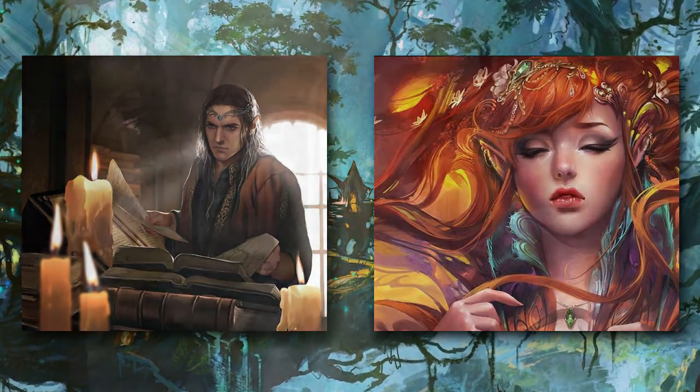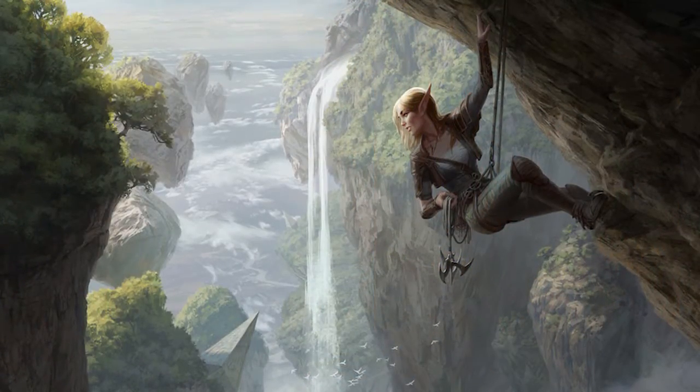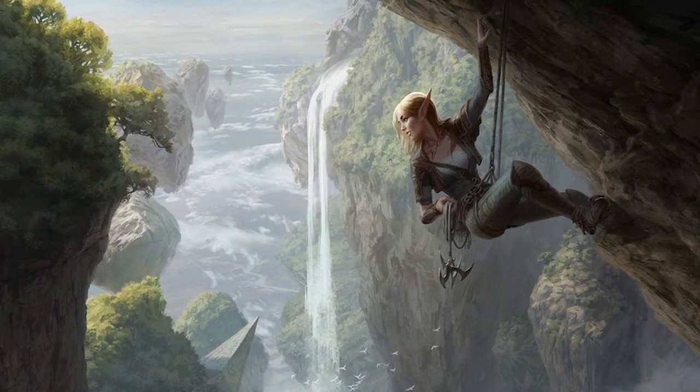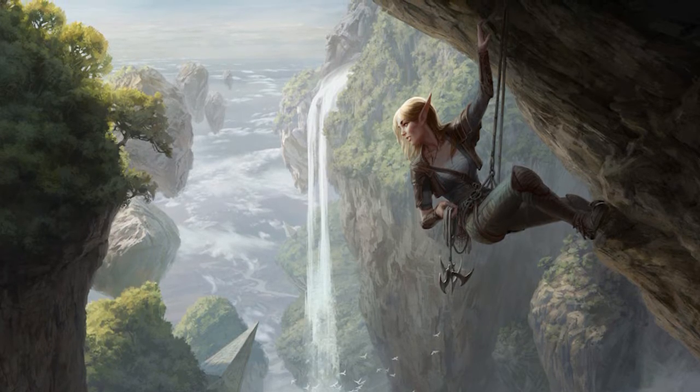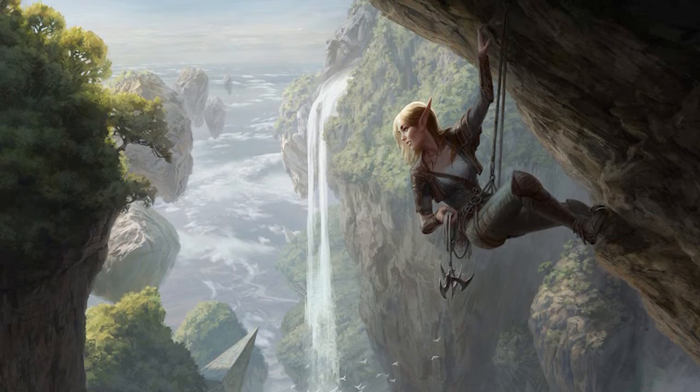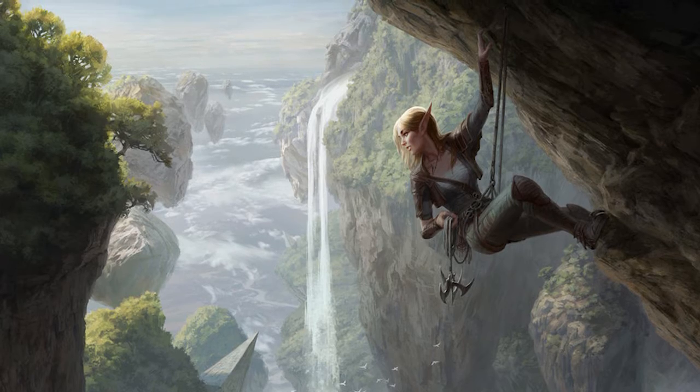That, of course, doesn't mean that they're not open to exploration or taking up the adventurer's life, but they do it for completely other reasons than the other races might have in mind. Elf names, again, feel free to check out those things.